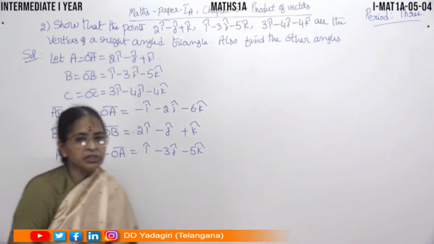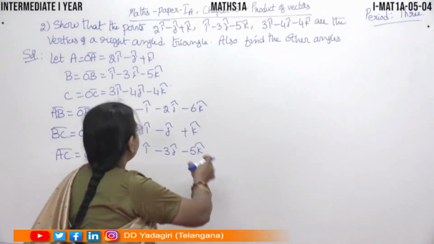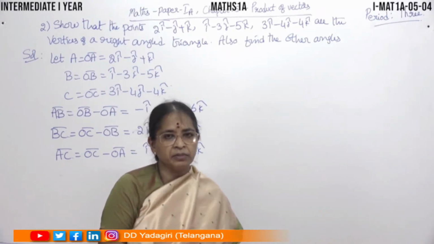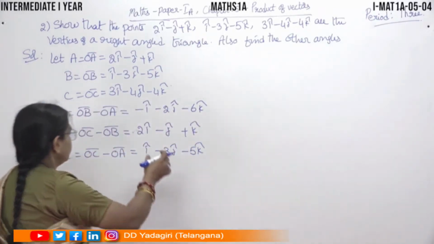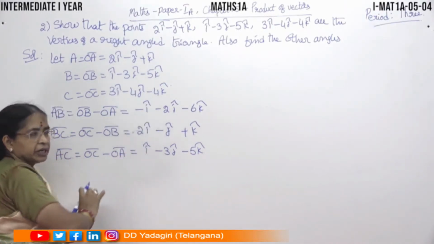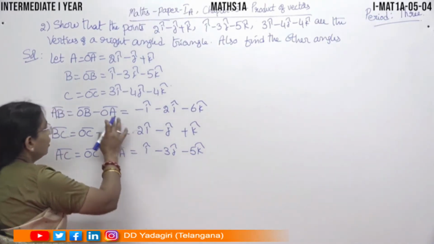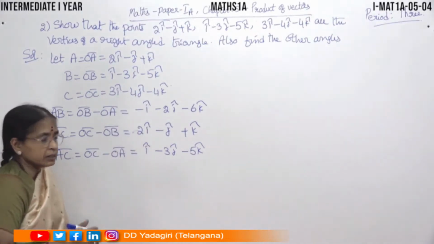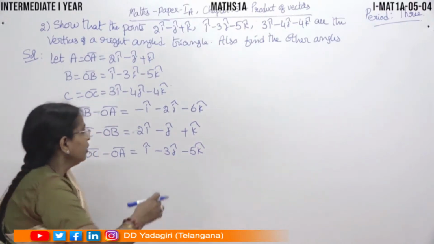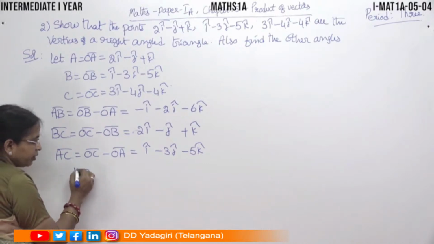Then if the question is just show that they form the sides of a right angle triangle, you can just find the lengths of the 3 sides and you can apply Pythagoras theorem. If the Pythagoras theorem is satisfied, you can show that the triangle is right angle, or else take the dot product of any two vectors. If the dot product is 0, then it is a right angled triangle. Because we are in dot products chapter, you can use Pythagoras theorem also, or you can use dot product. Suppose you are using Pythagoras theorem, you find out mod AB.